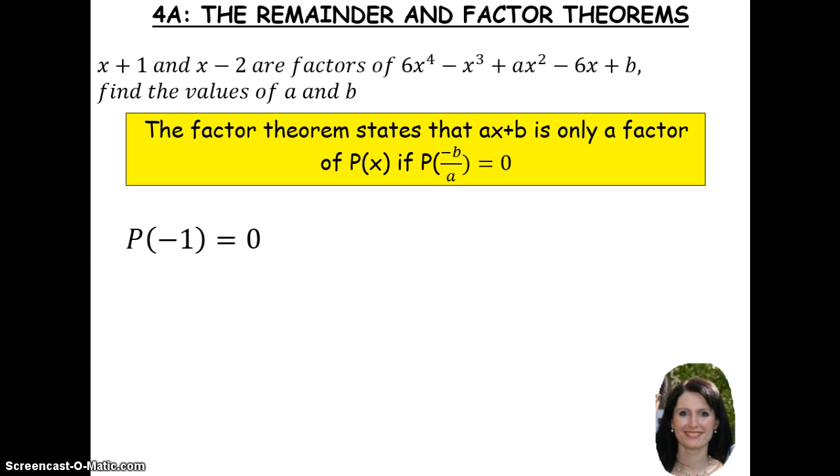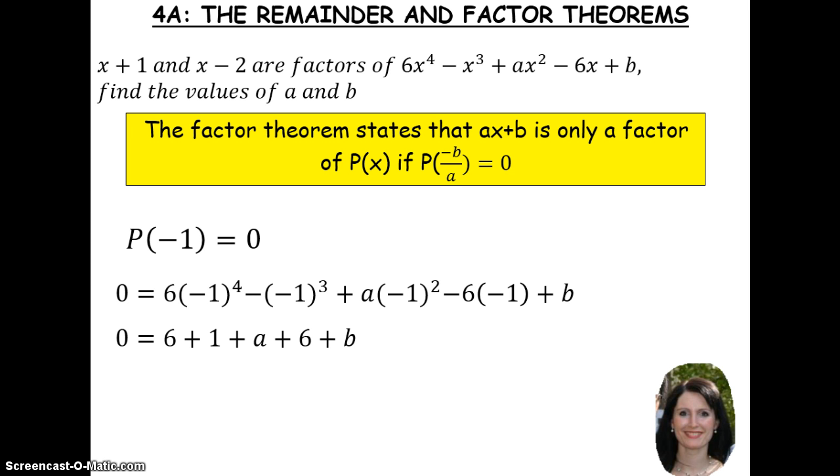So p of negative 1 has to equal 0, because x plus 1 is a factor, it means that we have no remainder. So let's try that. 0 should equal 6 times negative 1 to the 4 minus negative 1 cubed plus a times negative 1 squared minus 6 times negative 1 plus b. We end up with 0 equals 6 plus 1 plus a plus 6 plus b. Let's rearrange that so we get a plus b equals negative 13.